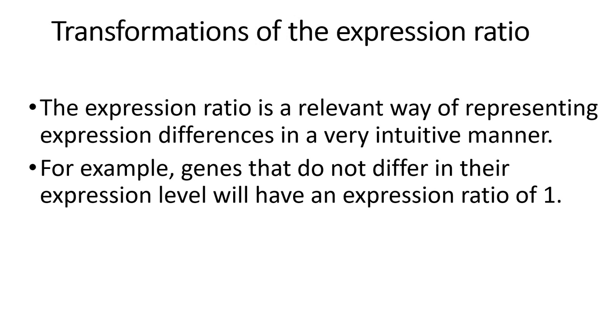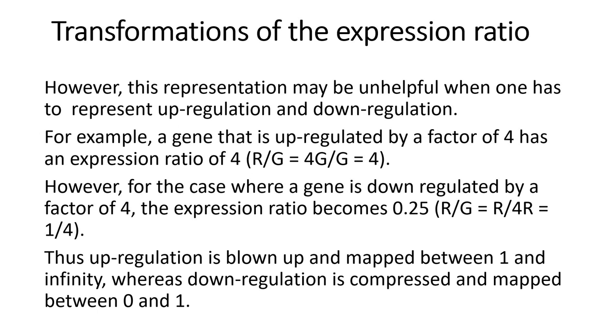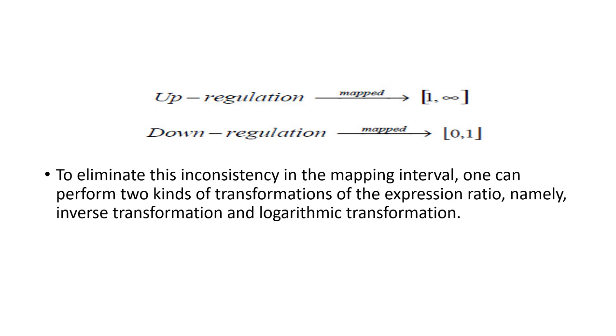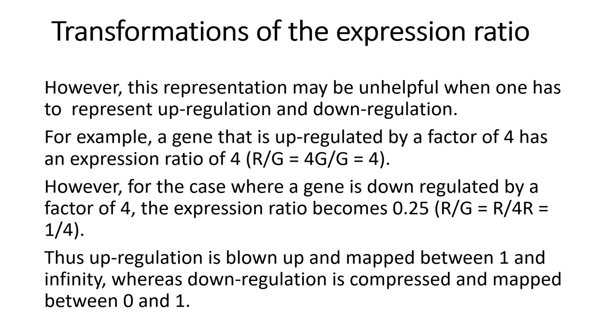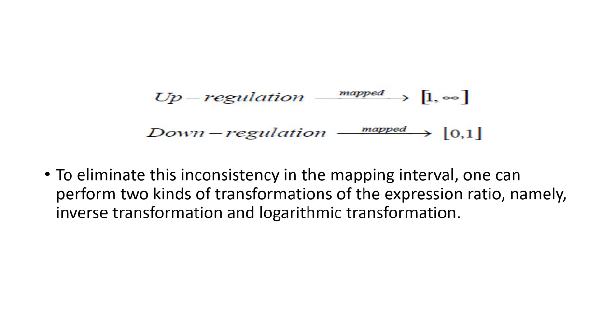So these were the two methods that can be applied. Transformation of expression ratio is useful because here we are trying to minimize the mapping space, because 1 to infinity and 0 to 1, this is the inconsistency. For that we have applied the two methods of transformation, that is called inverse transformation and logarithmic transformation. So today we have discussed these two methods.